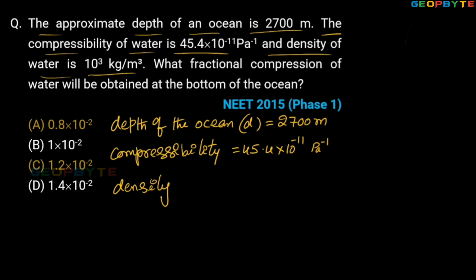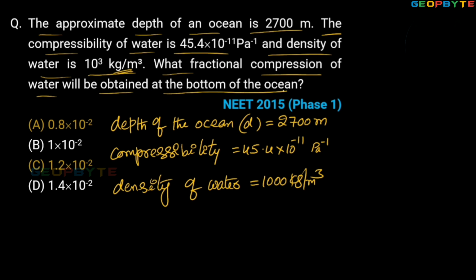Density of water: this is the standard value for water. Though it is not given, you can take 1000 kg per meter cube. 10 power 3 means 1000 only. What fractional compression of water will be obtained at the bottom of the ocean? What is the fraction of compression in water happening because of the compressibility nature of the water? Let me write it clearly.